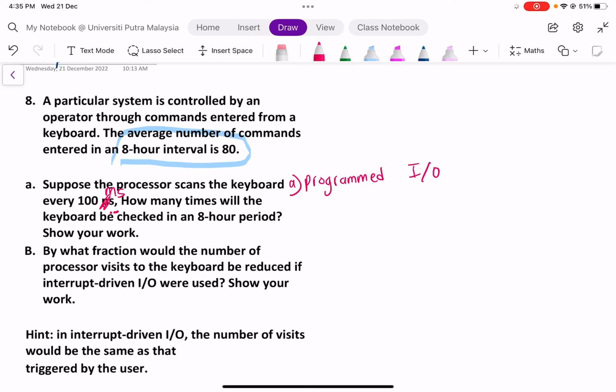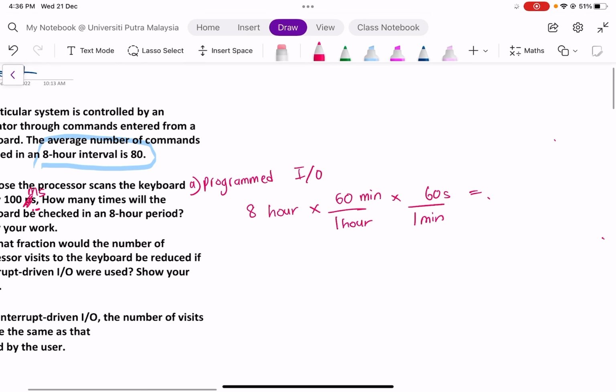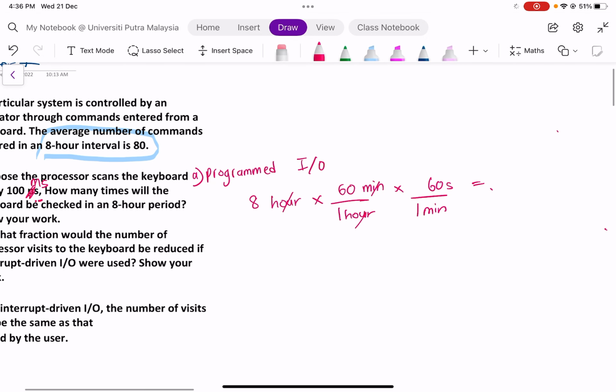Now it's asking us how many times the keyboard will be checked, or scanned. First we need to know how many seconds there are in an 8-hour range. So I'm going to convert that. We have 1 hour, 60 minutes, and within 1 minute we have 60 seconds. The units cancel out, and I'm left with seconds. 8 times 60 times 60 gives 28,800 seconds.